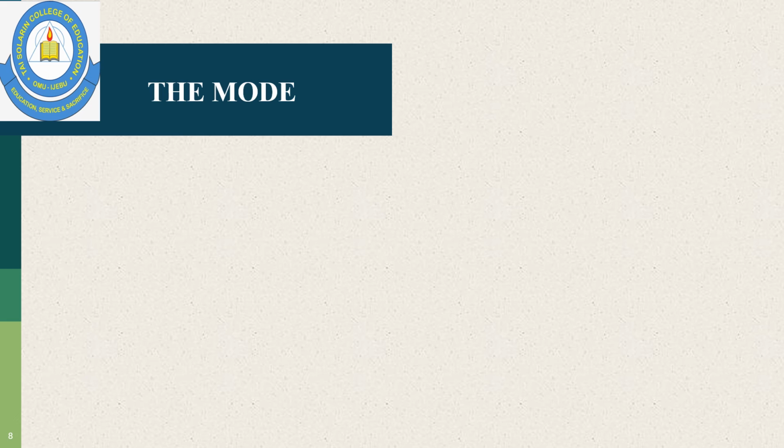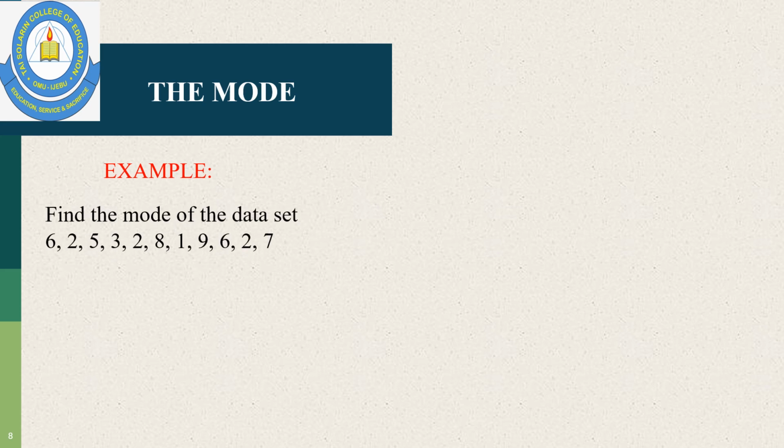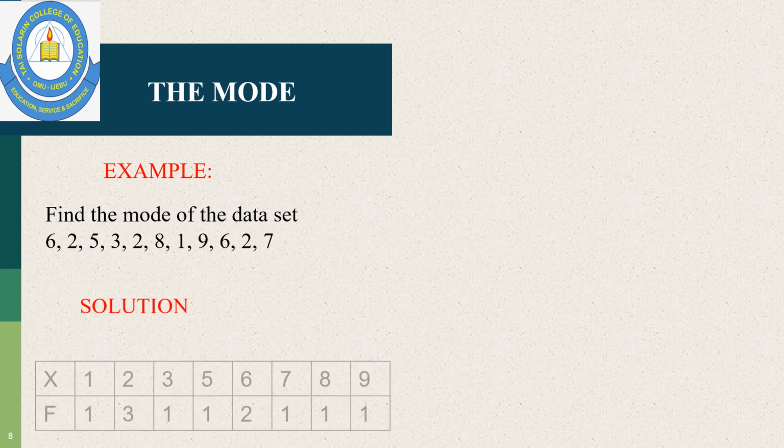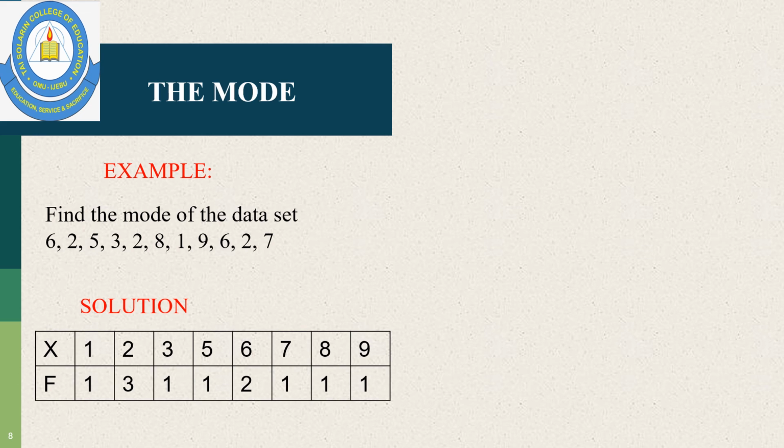So the mode is the highest occurring number. Let's look at an example. Given this set of data, we have to find the mode. To solve that, we look for the number with the highest frequency. We discover that the highest frequency here is 3, and that corresponds to 2, and that means that our mode is 2.